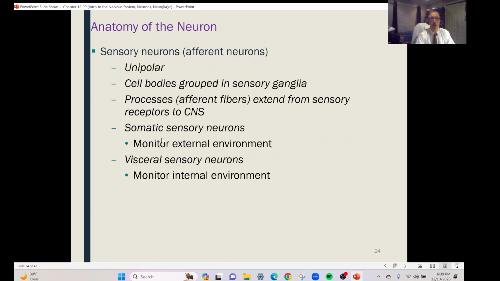Somatic sensory neurons, again, we know the word somatic means body wall. These are going to come from the body wall and send the impulses towards the brain and spinal cord. They are monitoring the external environment, what's going on around you. Visceral sensory neurons, they're in the organs, right? They're inside. They're monitoring the internal environment. Okay, so we have sensory neurons that are both somatic, and then other ones are visceral. I should say they're not both. They are either somatic or visceral.